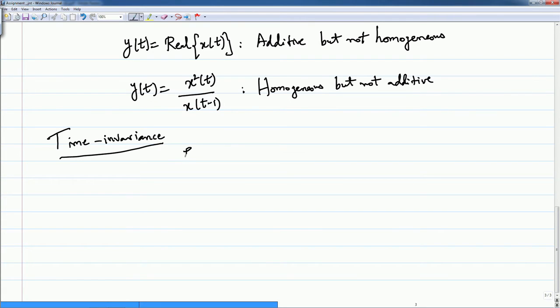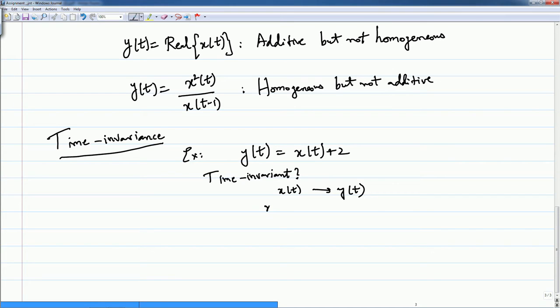Look at the system we had in one of the earlier questions, y of t equals x of t plus 2, and ask the question. We saw that it was non-linear, and ask the question whether it is time invariant or not. Is this time invariant or time variant? Okay. So how does one solve such questions? Remember, the definition for time invariance is quite simple. If x of t produces an output y of t, x of t minus t naught should produce an output which is y of t minus t naught. Okay, this is the definition for time invariance, and one needs to check that.